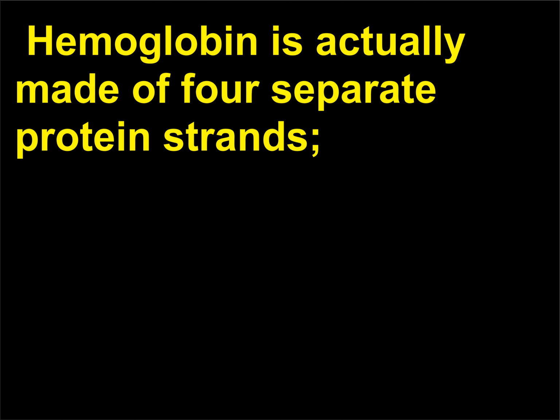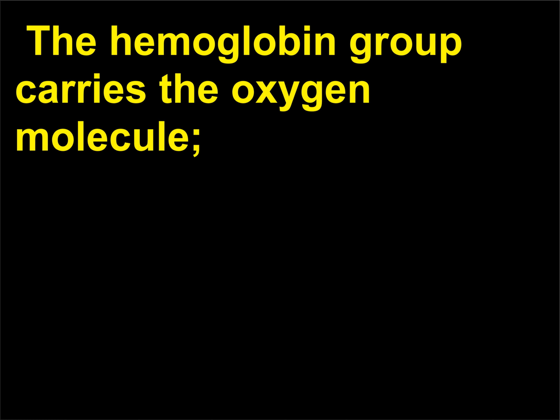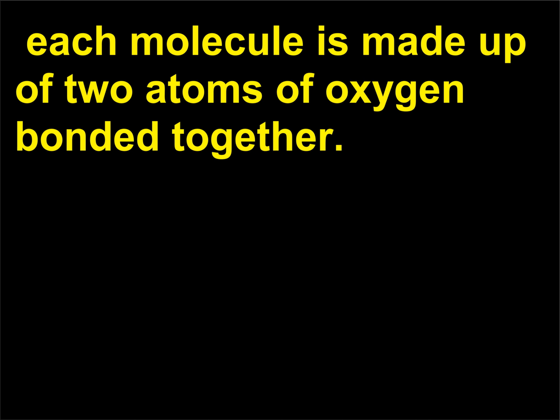Hemoglobin is actually made of 4 separate protein strands. Each one surrounds a central, iron-containing molecule. The hemoglobin group carries the oxygen molecule. Each molecule is made up of 2 atoms of oxygen bonded together.